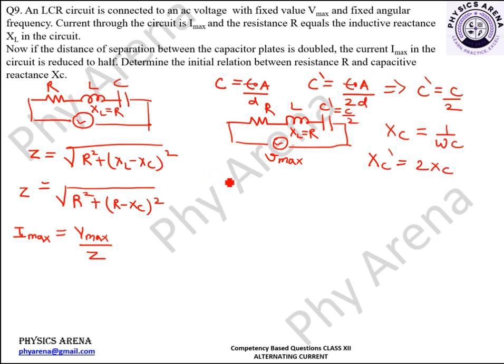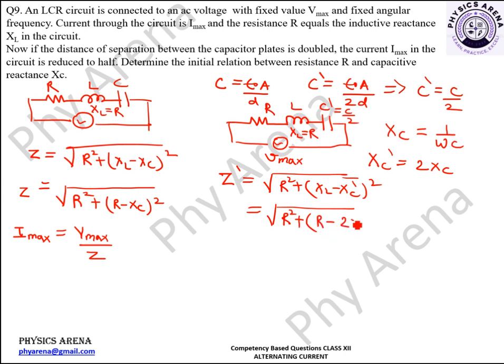Again, we can write the value for the impedance Z dash, that is equal to under root of R square plus XL minus XC dash whole square. So it will be equal to under root of R square plus R minus twice of XC whole square. So that is the value of Z dash. And again, we can write the value for Imax, but in this case, Imax is reduced to half.